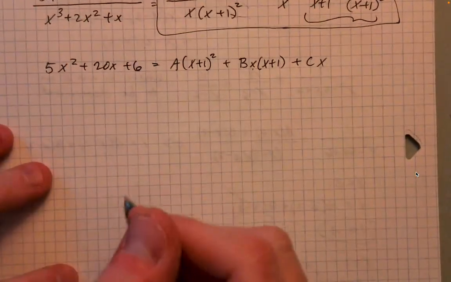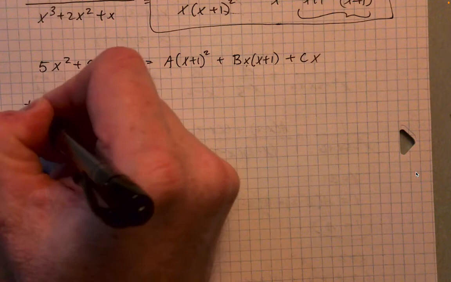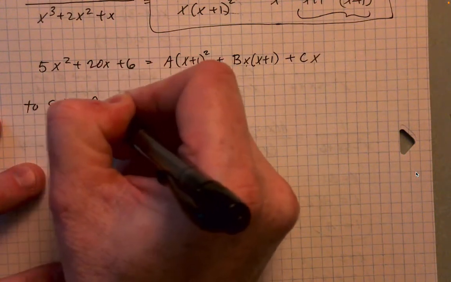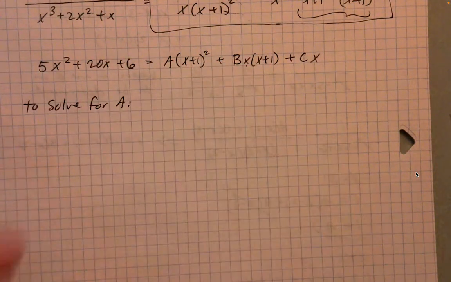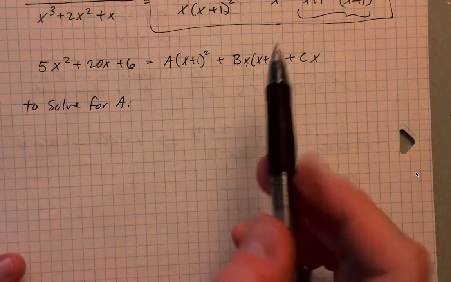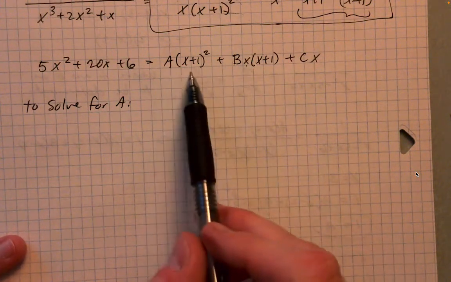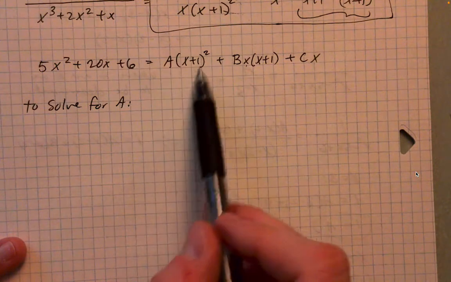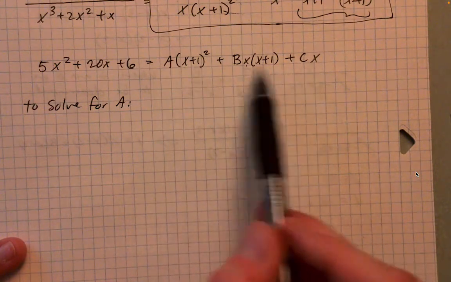Okay, so to find A, let's see. So to solve for A, what can we do? Well, we could notice we could let x equal 0, right? That won't make this disappear, but it'll make these two disappear. So that's probably the best choice.